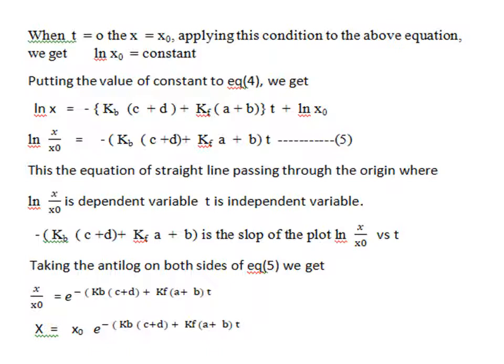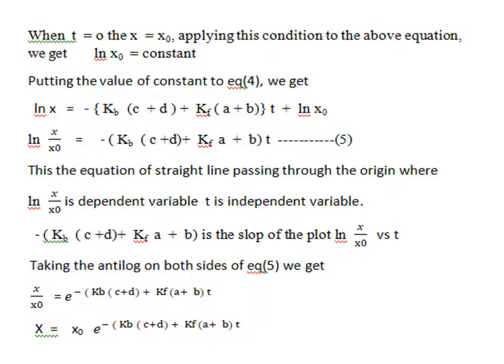Taking the anti-log on both sides of equation 5, log of x over x naught becomes x over x naught, which is equal to e raised to the power minus Kb into C plus D plus Kf into A plus B into t. x naught is taken on the right hand side. x will be equal to x naught e raised to the power minus Kb into C plus D plus Kf into A plus B into t.